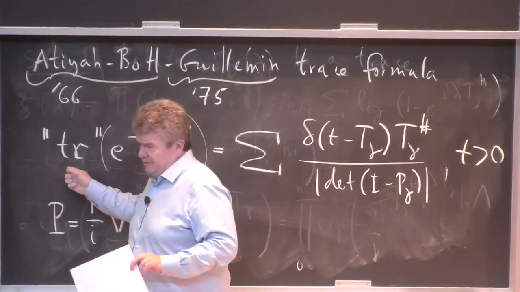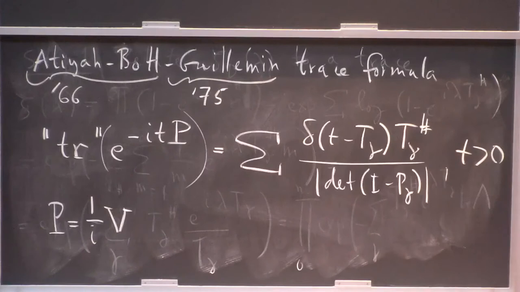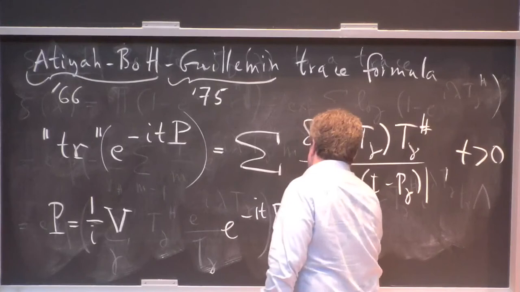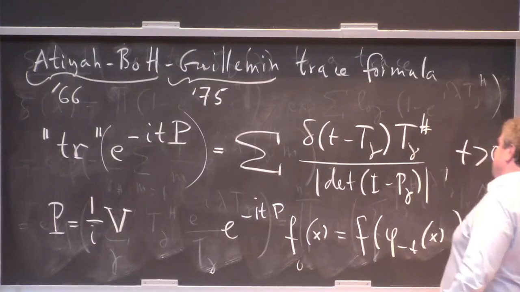And the meaning of trace here is exactly the meaning that we at least tell our students never to use, namely, don't worry about what kind of operator it is. Trace is just the integral of the kernel of this operator over the diagonal. So this is why it's trace in inverted commas, because this operator is not of trace class. This is a pullback. After all, as I stated yesterday, this e to the minus itP, applied to a function f of x, is nothing else but f of phi minus t of x. So this is not of trace class.